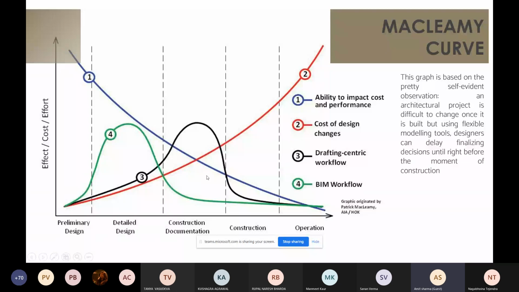project. The third line is the drafting-centric workflow, what we usually use in CAD formats. If you see the efforts we make in preliminary design or detailed design, it's very low, but we make most of our efforts in the construction document phase, and then it goes constant. But now we have the BIM workflow. In the BIM workflow, what we want to do is shift everything into the detailed design phase. So we have decided, coordinated, and communicated everything in the design phase. So we don't have any changes or efforts to be made in the construction phase. We can just prefab everything in factories or plants and just assemble it on site.